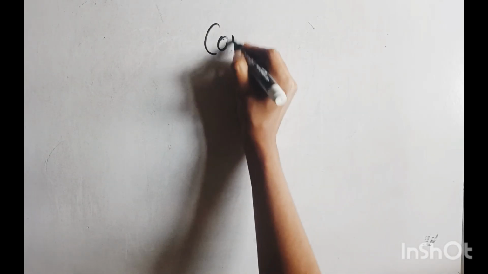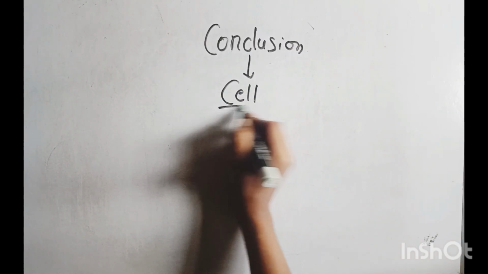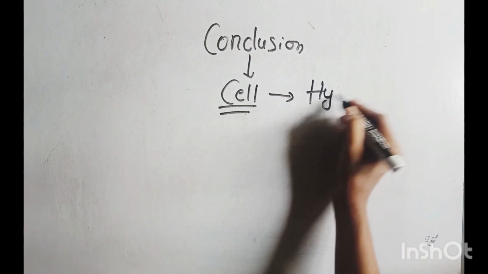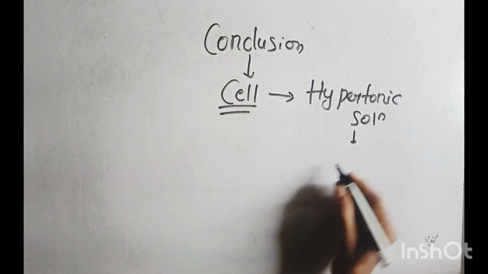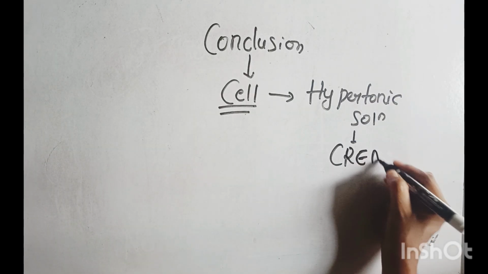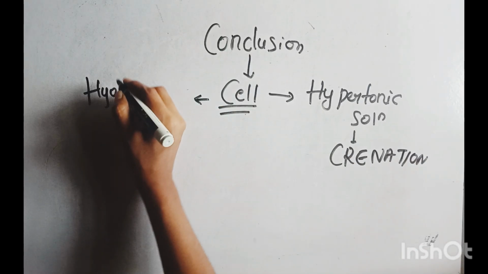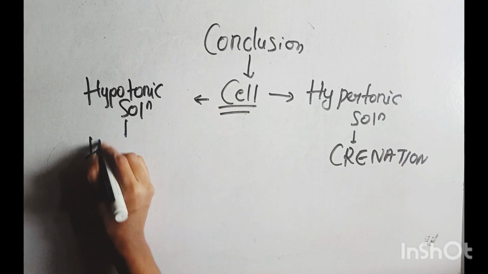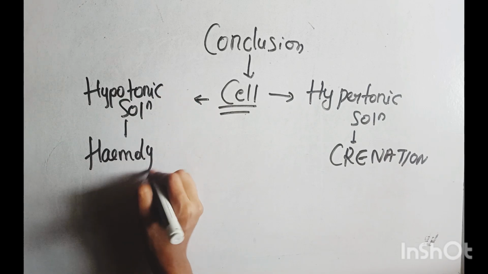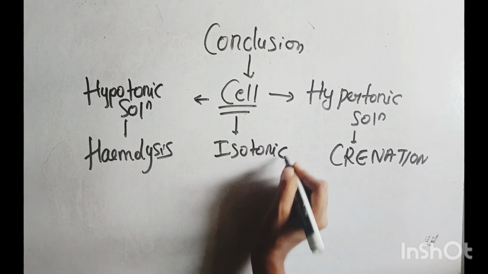What are the conclusions about these three solutions? When we put the cell in the hypertonic solution, the concentration is very high, so the cell shrinks and then dies. This is called crenation. And when we put the cell in the hypotonic solution, where the concentration is very low, the cell bulges and then bursts. This is called the hemolysis process, and the cell dies.